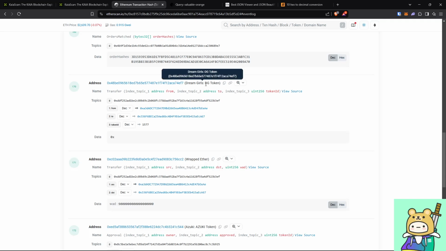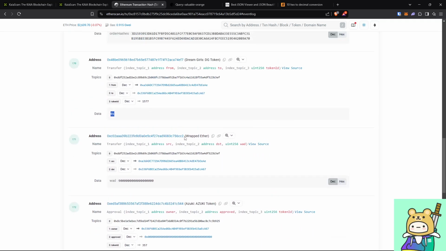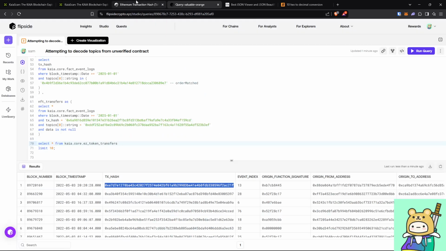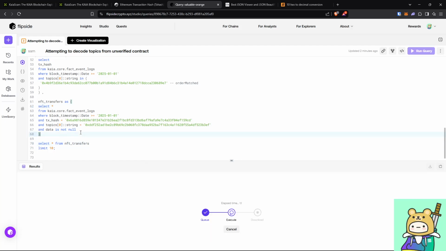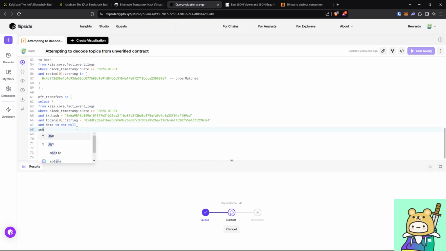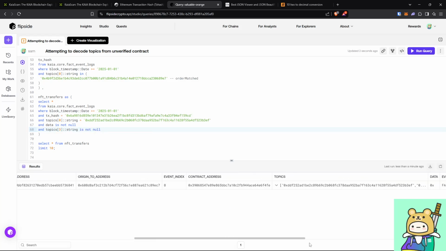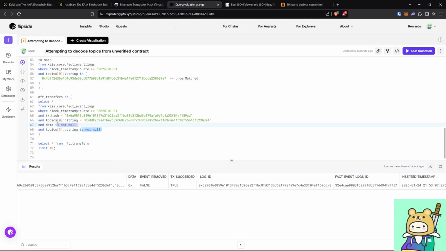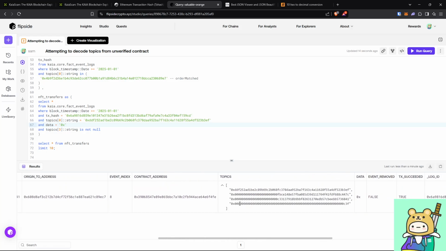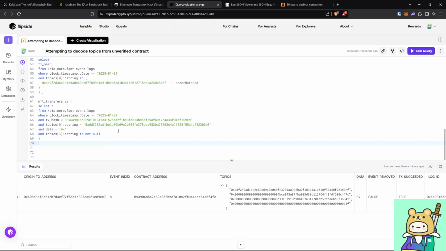So probably can just use this. Transfer. This is token. So okay, topics 3 is the token ID and data is 0x. Okay, got it. So it should be topics 3 is not null then. And what's in data? The data is 0x and topics 3 is not null. Let's do that. 0, 1, 2, 3, and this is token ID. Okay, cool. So we have entity transfers.